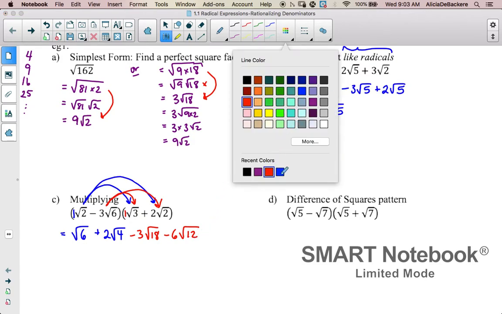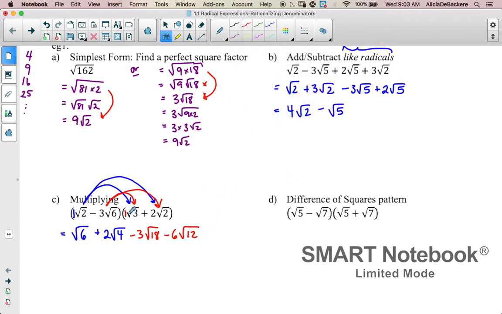And now I'm going to see what I can do to simplify this. So root 6, there's no perfect square that divides 6, so that's in simplest form. Then I've got 2 root 4. Well, root 4, I can take the square root of 4, so that's just 2 times 2. And then here I've got root 18. We saw up here I can simplify root 18. Root 18, that's the same as 9 times 2 under the root.